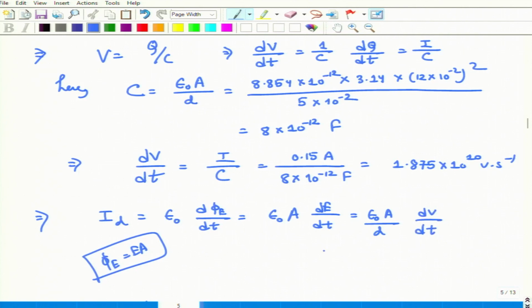Okay, easy. So now if we put the value, it is C and it is just dV/dt. We know C is 8 into 10 to the power minus 12, and dV/dt is 1.875 into 10 to the power 10. It will be in ampere. So essentially it should be equal to the current flow, which is 0.15 ampere. So this is the displacement current. This problem is also important. So let me stop in this part.